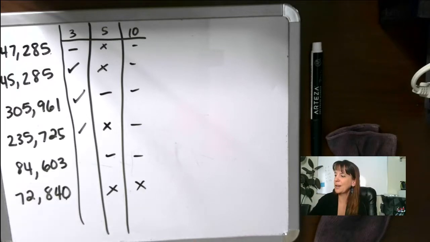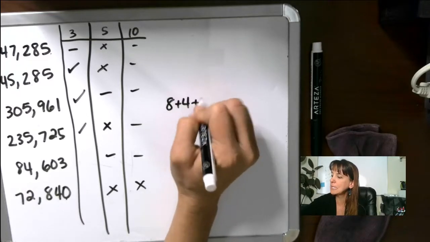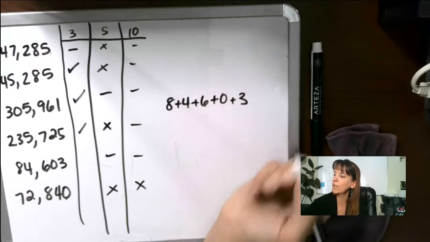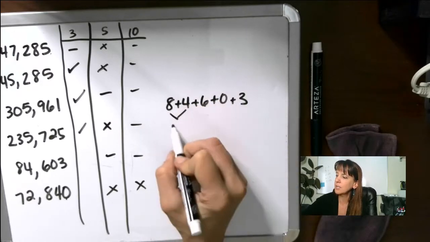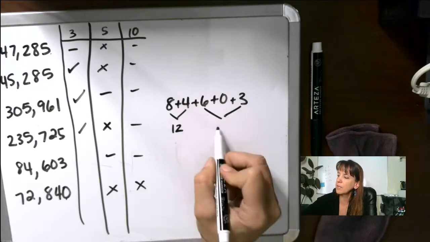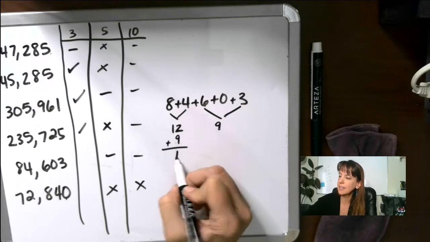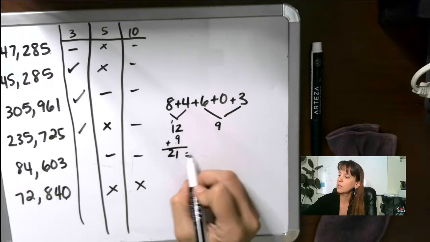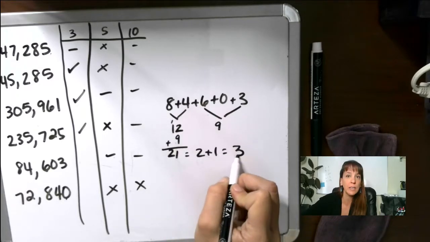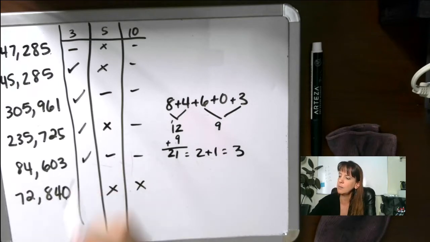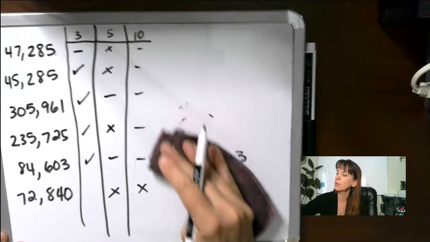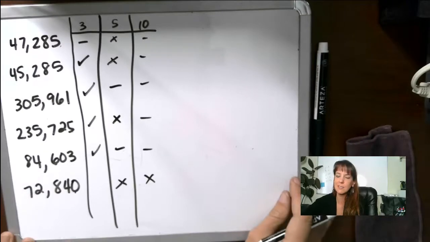All right, you guys. So I have 8 plus 4 plus 6 plus 0 plus 3. Right here, that gives us 12. 6 plus 3 gives us 9. So 12 plus 9, that's going to give us 21, which equals 2 plus 1, which equals 3. 3 goes into 3. 3 is going to go into this number. I have a sneaking feeling all these are going to be 3. I haven't looked at the answers yet, so we'll see.